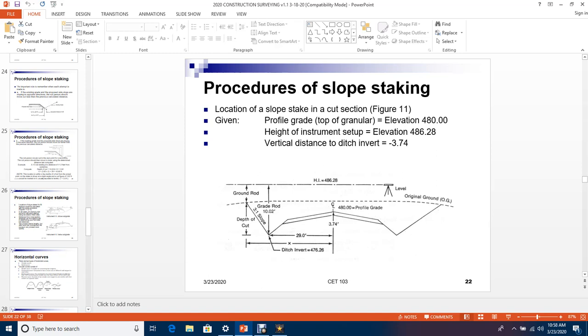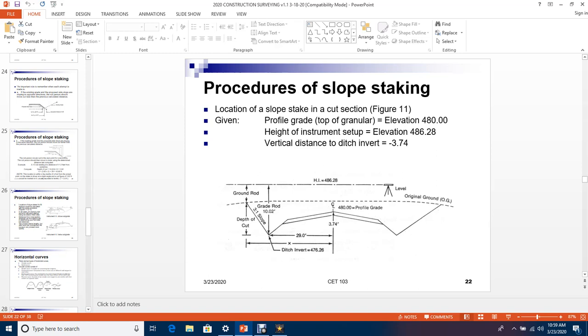Now, as a general rule of thumb, if the ground is going up, left or right of the center line, and we are in a cut section, we don't want to send the rod person out as far. If the ground is level, we would send it out to the calculated point, or if the ground is sloping off, then we would send the person out further. So therefore, let's start by sending the rod person now to 41 feet.